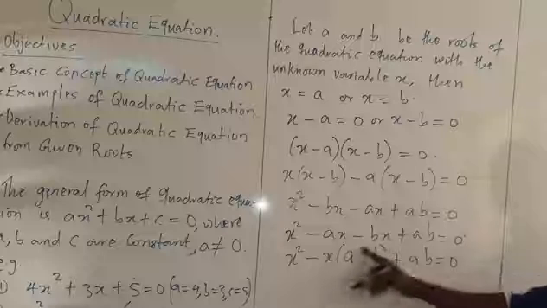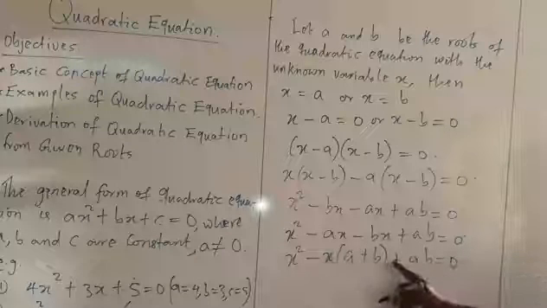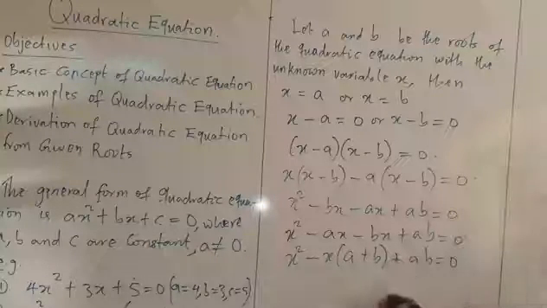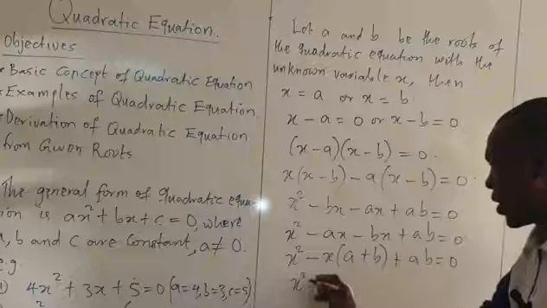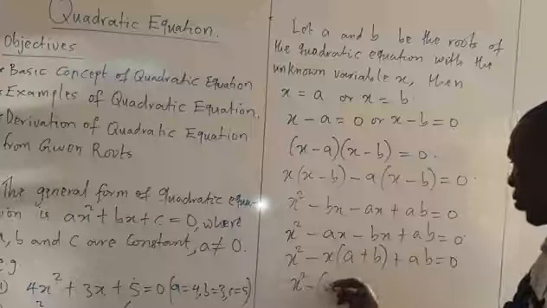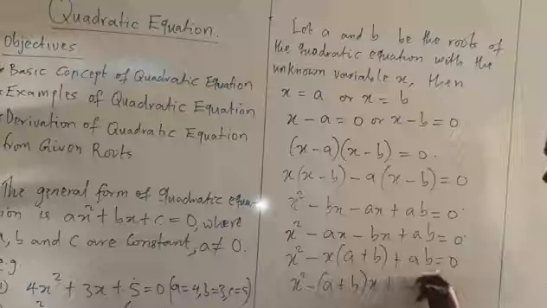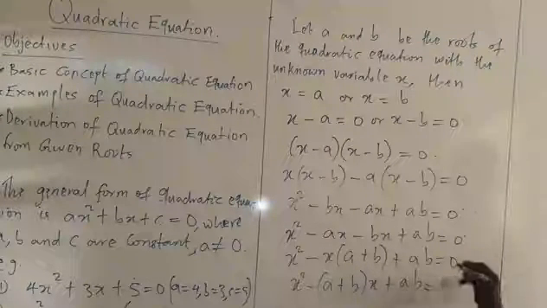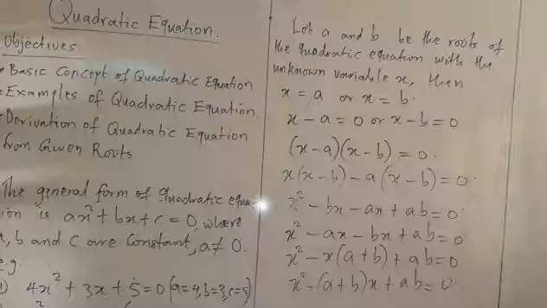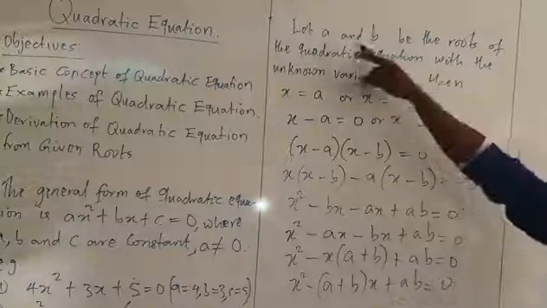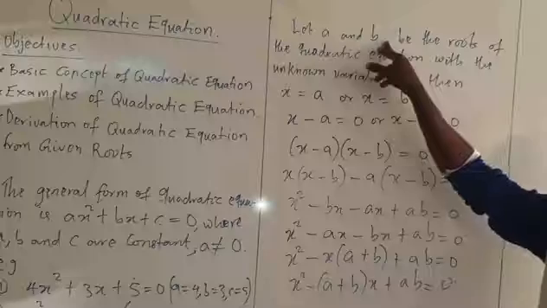So you can now bring this x before the bracket, take it to the back here. So we now have it as x squared minus bracket a plus b, x plus ab equals 0. So this is the quadratic equation from these two given roots.